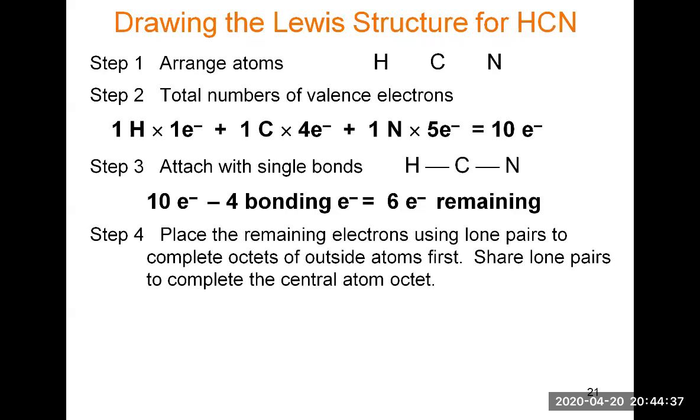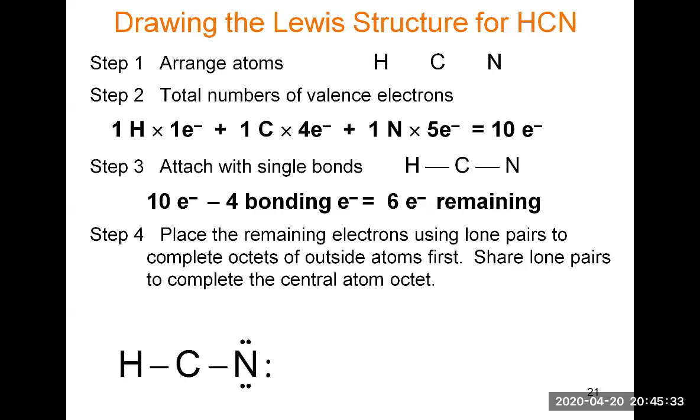So now we want to place the remaining electrons using lone pairs to complete octets of outside atoms first. And you will share lone pairs to complete the central atom octet if needed. So here, hydrogen doesn't need a lone pair because hydrogen is an exception. It doesn't want an octet. It wants a duet, 2 valence electrons, and it has them when you do a single bond. So hydrogen, no need for lone pairs there. Nitrogen needs an octet, and it has only 2 electrons right now from the single bond. So we will give it those 6 electrons remaining as lone pairs around nitrogen. So that's 6 plus 2 from the single bond, that's 8 valence electrons around nitrogen.